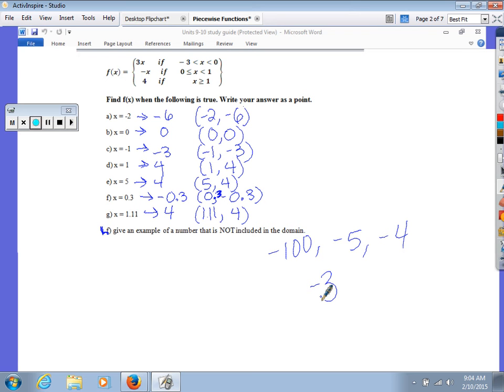No, you can put negative 3. It's still not included in the domain. Negative 3 is not included. These are all the numbers not included. Okay, any questions about that?